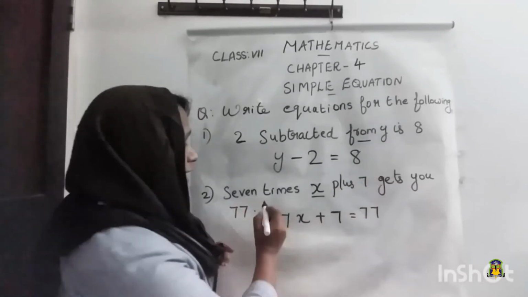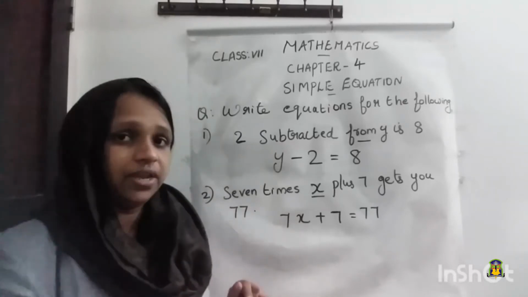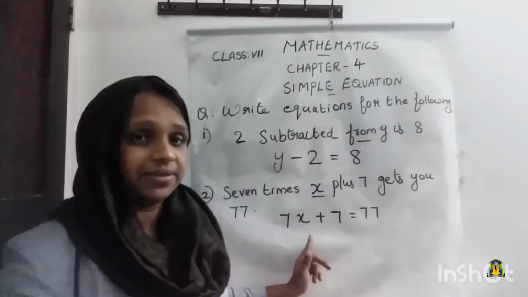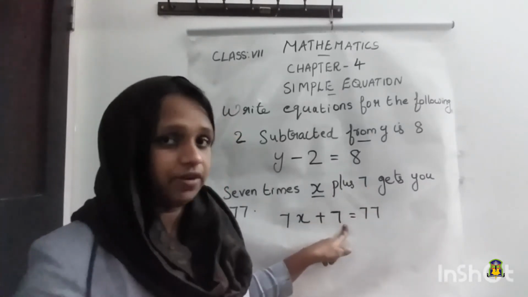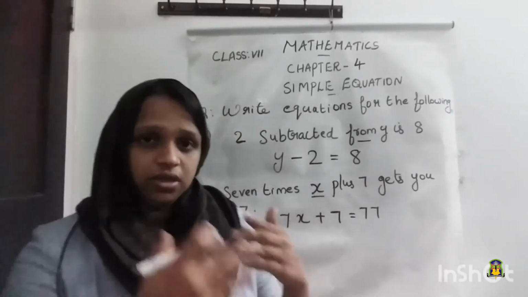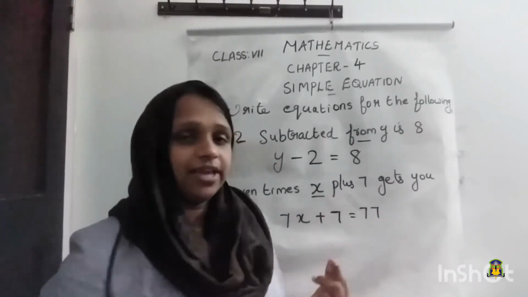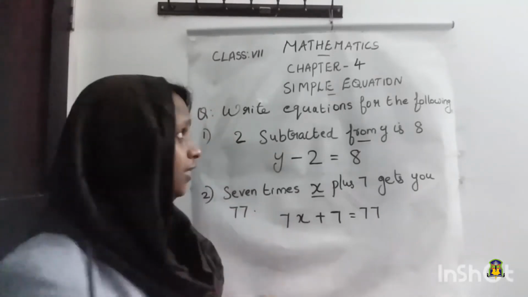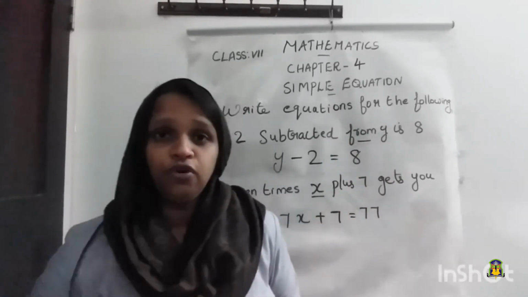Now next question. 7 times x plus 7 gets you 77. 7 times x means 7 into x. 7x plus 7. Plus 7, we know that is plus 7 now. Plus 7 equal to, gets you 77. That means some answer, isn't it? We use equal to. So equal to 77. Got it? So this way we are converting the statement to equation form.